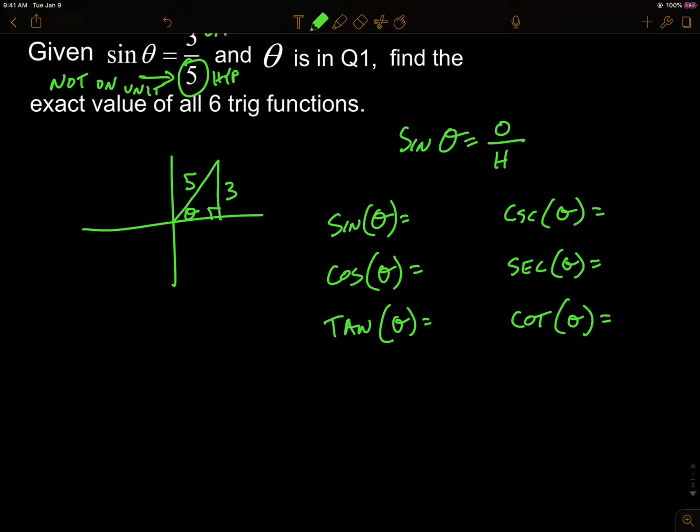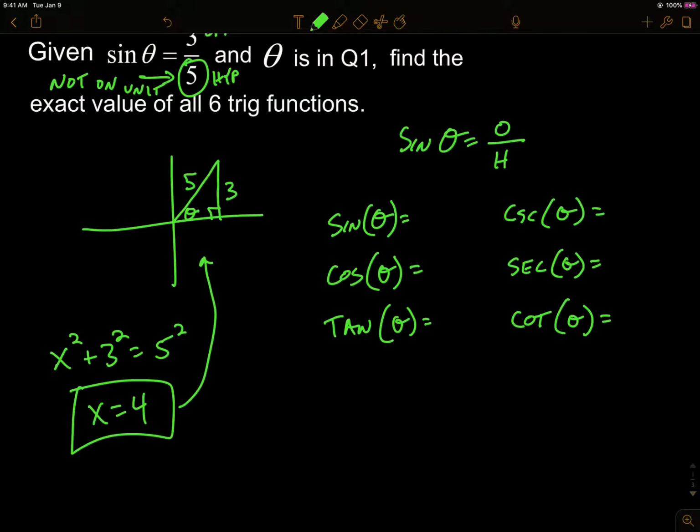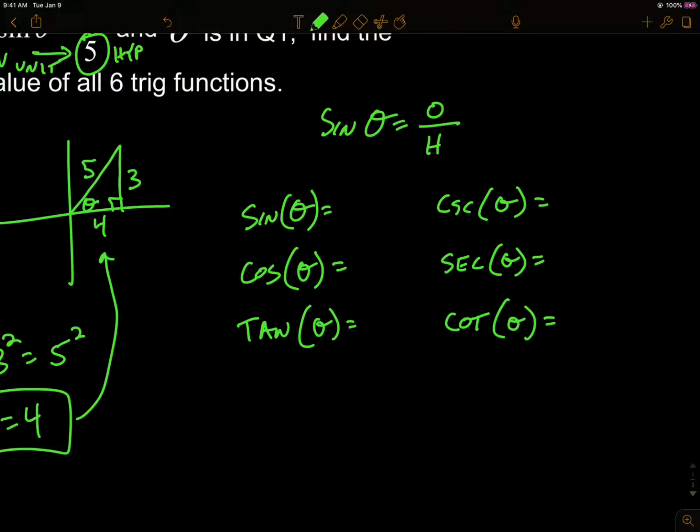So what this comes down to is just doing Pythagorean theorem here. So I need to find out what that missing side is there. So we'll call that side x. I do Pythagorean theorem, x squared plus 3 squared equals 5 squared. You'll get that x equals 4. How do I know that so quickly? Because I know my Pythagorean triples. 3, 4, 5 is a triple. So now that I have all the sides of the right triangle, I can make all my different trig ratios.